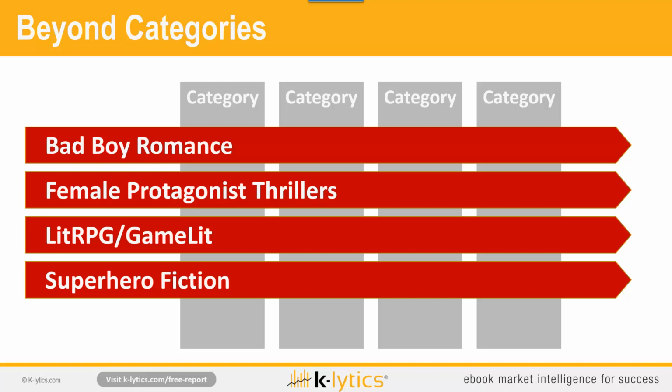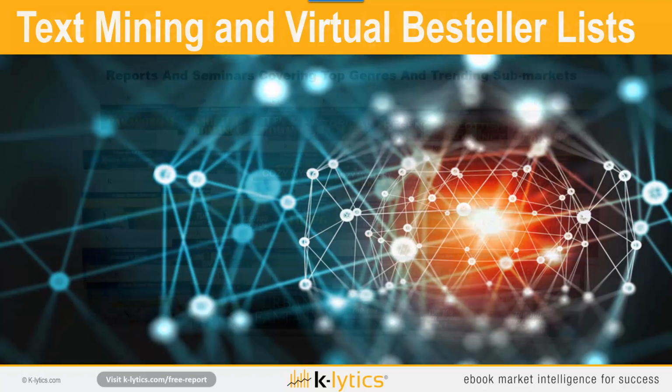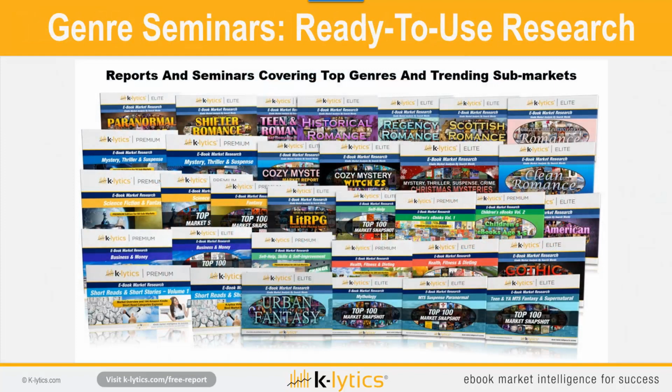we use text mining techniques where we look at the occurrence of certain terms in the book titles and book descriptions. So we create basically our own bestseller lists, which then allows us to provide you with market research information about very specific genres and market niches.